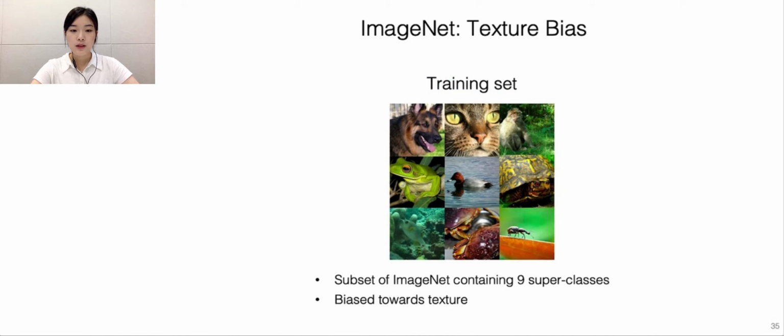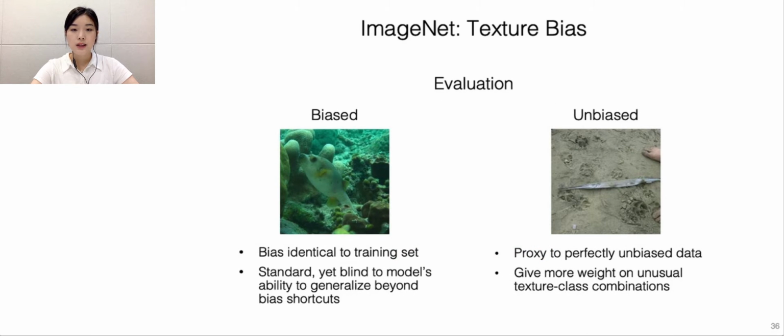In this experiment, we first train our models on the subset of ImageNet containing 9 superclasses, and then for evaluation, we measure the biased metric by testing on the original ImageNet test set. Here, bias is identical to the training set and is the standard method of evaluating models, yet it is blind to the model's ability to generalize beyond bias shortcuts.